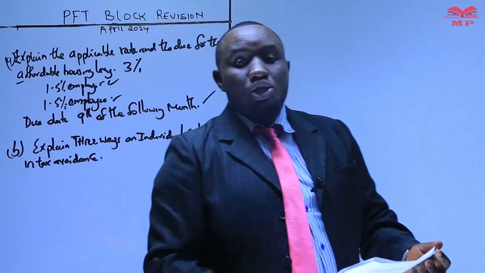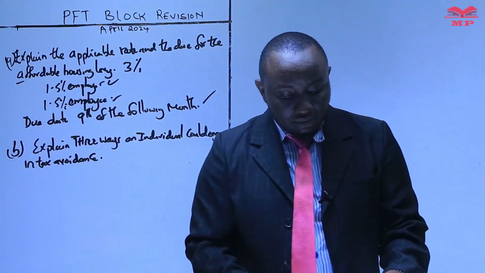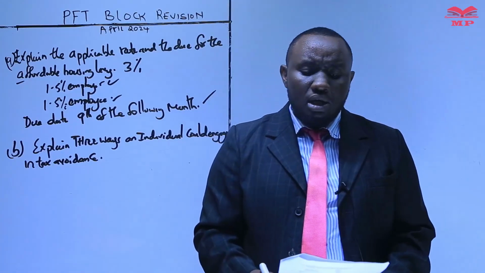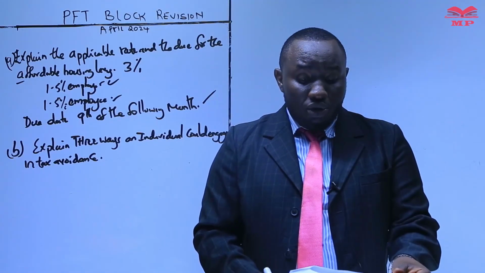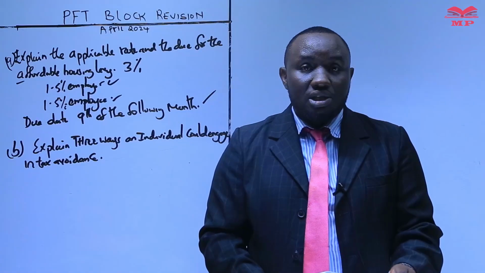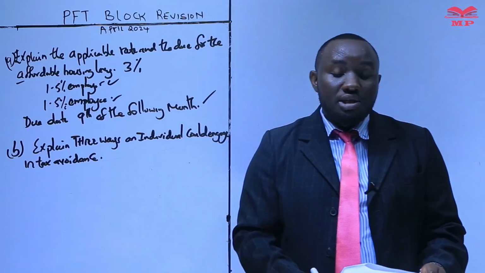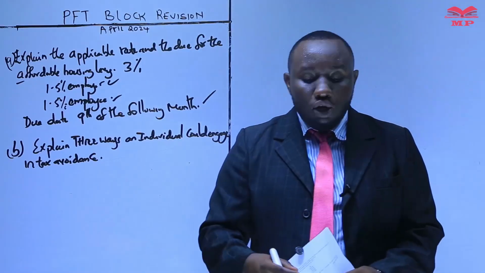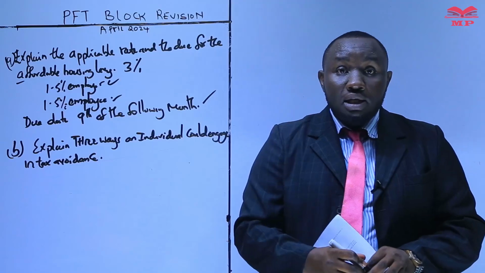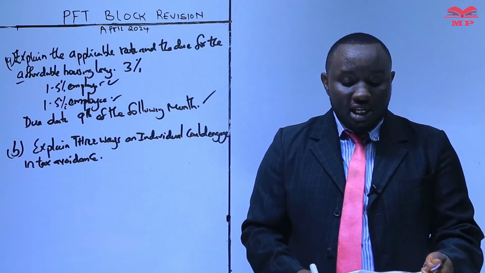The first part of the question is to understand what the question asks. They need three modalities in which an individual can engage in tax avoidance. Number one, what is tax avoidance? We say that tax avoidance is a legal means through which a taxpayer can minimize the tax burden.